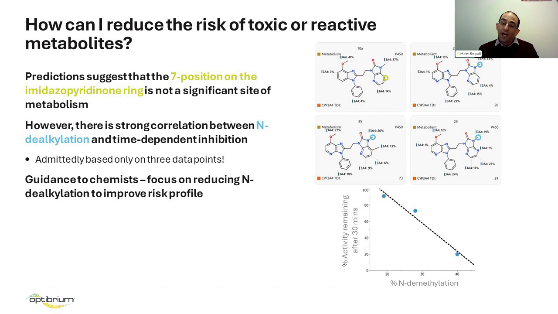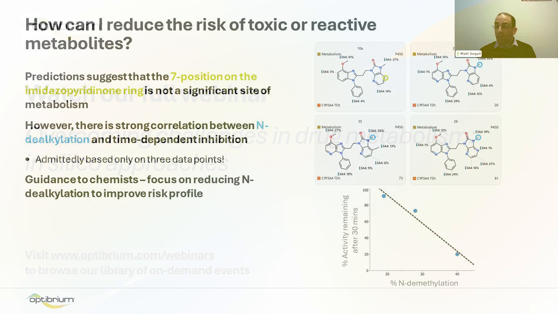And so this correlation, admittedly, it's only 3 data points here, but there's a very strong correlation between the degree of N-demethylation and this time-dependent inhibition, which would suggest that reducing N-dealkylation is one approach to improving the risk profile of these compounds. It's likely that the N-demethylation there leads to rearrangement and activation of that ring system.